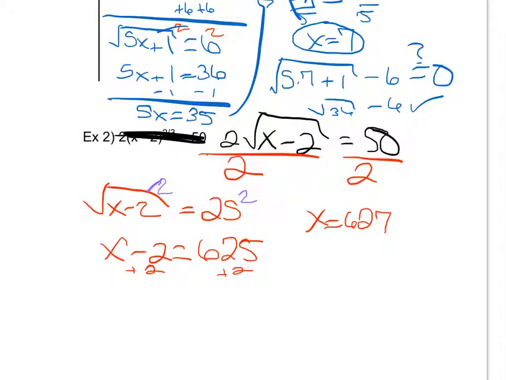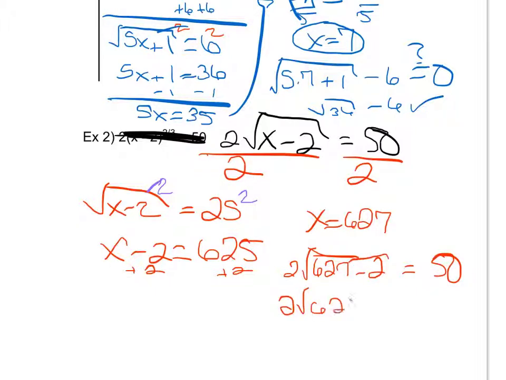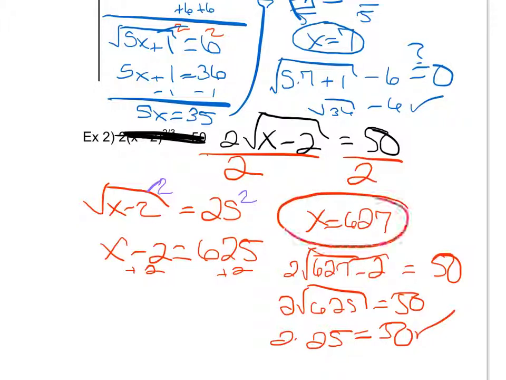I like to check my work, so I ask myself, does 2 times the square root of 627 minus 2 actually equal 50? Well then, does 2 times the square root of 625 equal 50? I know since 25 squared was 625, the square root of 625 must be 25. And since 2 times 25 does equal 50, I'm happy with the solution I got.